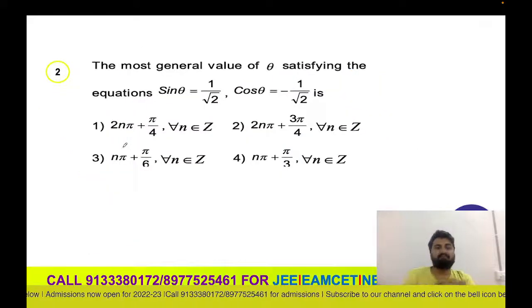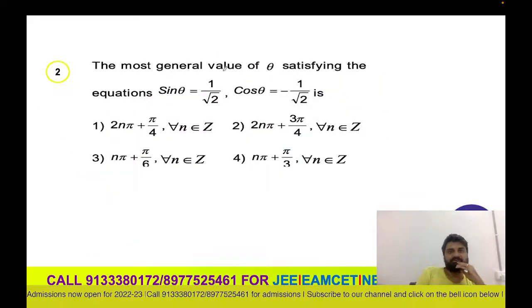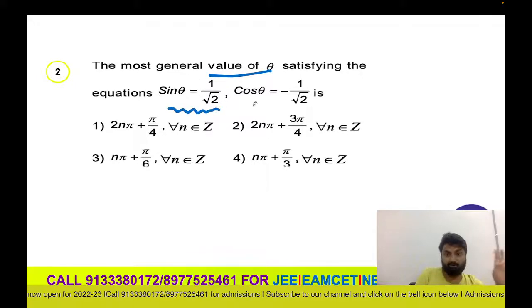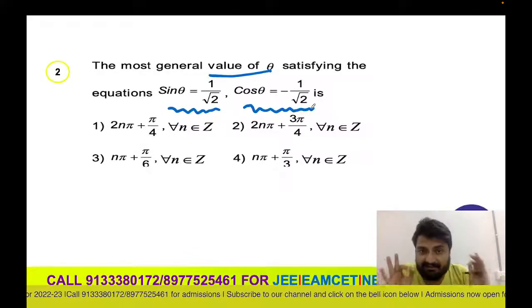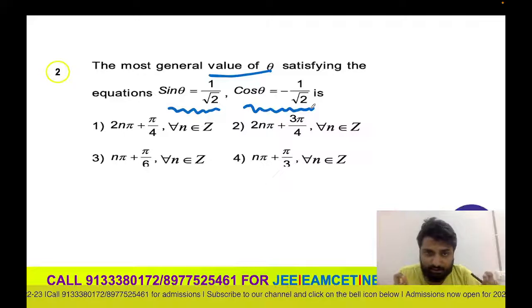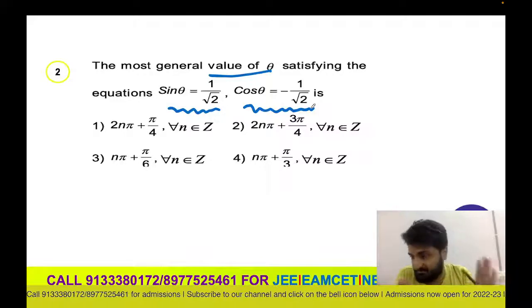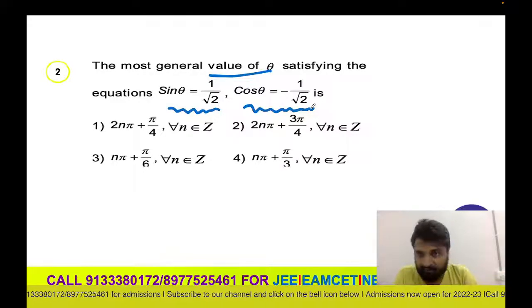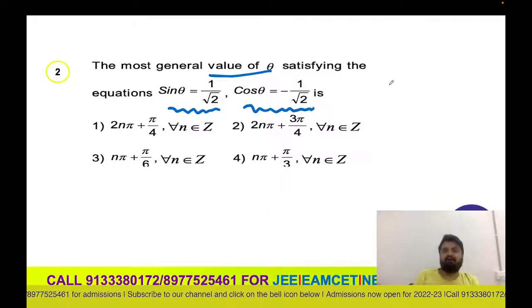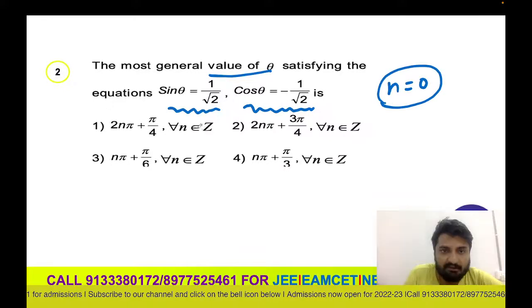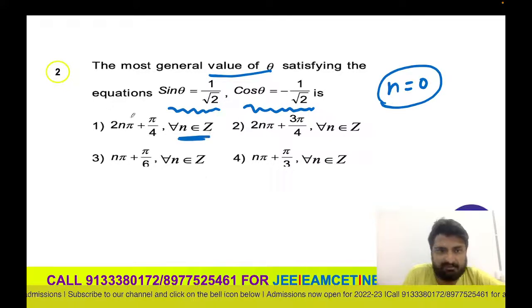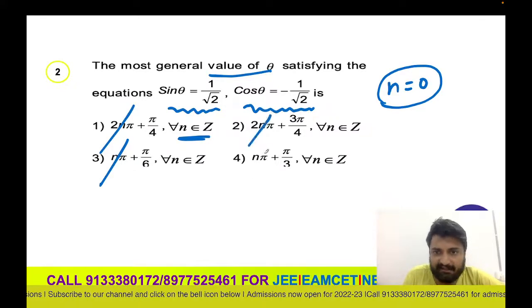Now let us have a look at this question. The most general value of theta satisfying sin theta equal to 1 by root 2 and cos theta equal to minus 1 by root 2. So in this case, the theta value should satisfy both the conditions: sin theta 1 by root 2 and cos theta minus 1 by root 2. Again, I will use the same approach as the previous question. I will give n value 0 because they are saying n is an integer. So 0 means all these are eliminated.